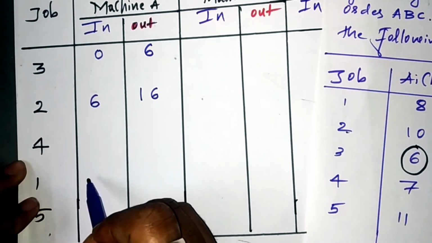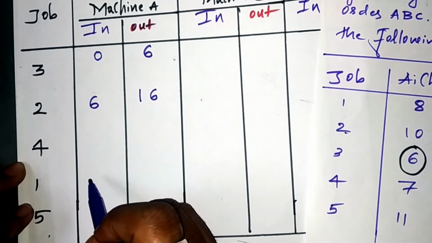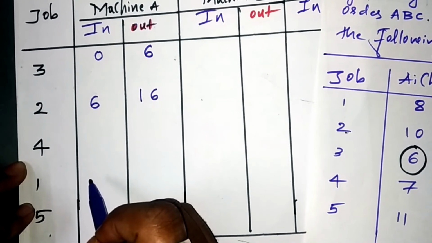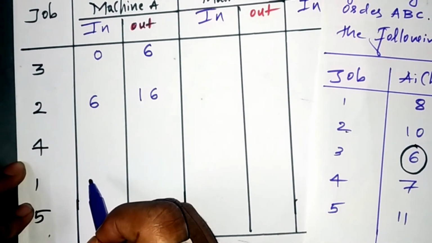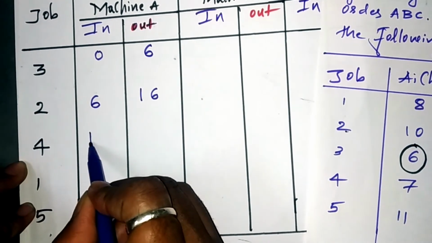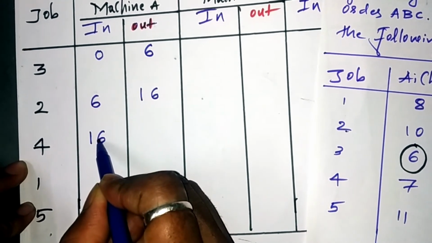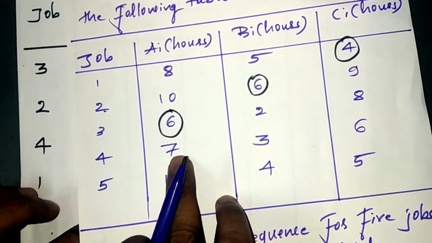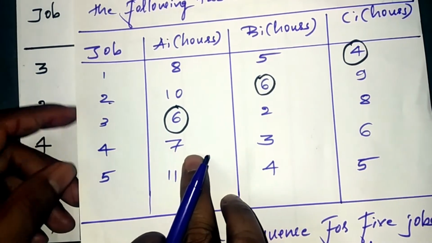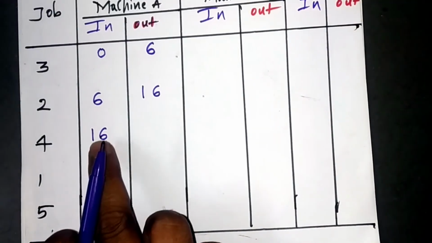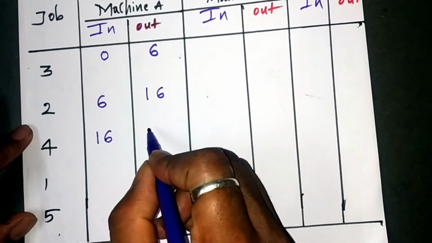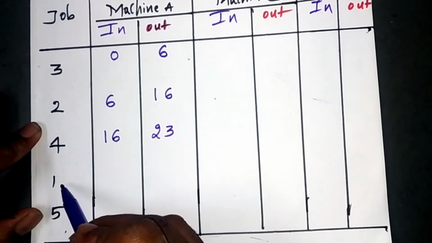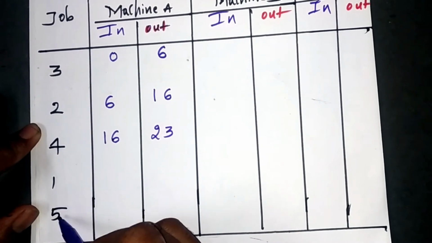After completing job number 2, job number 4 enters machine A after 16 hours. So the in time for job number 4 is 16. Job number 4 on machine A requires 7 hours, so we add this 7 hours to this 16. I'll get 23 as my out time for job number 4. In this way I'll fill in the remaining jobs, like 1 and 5.